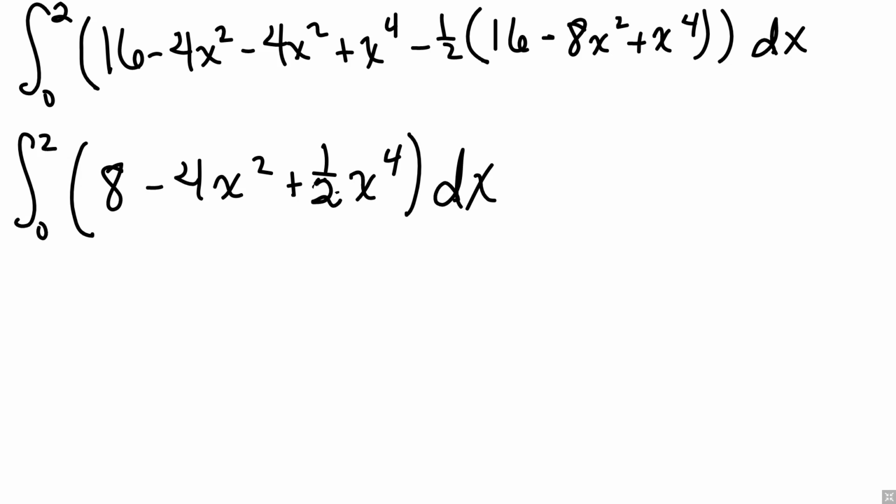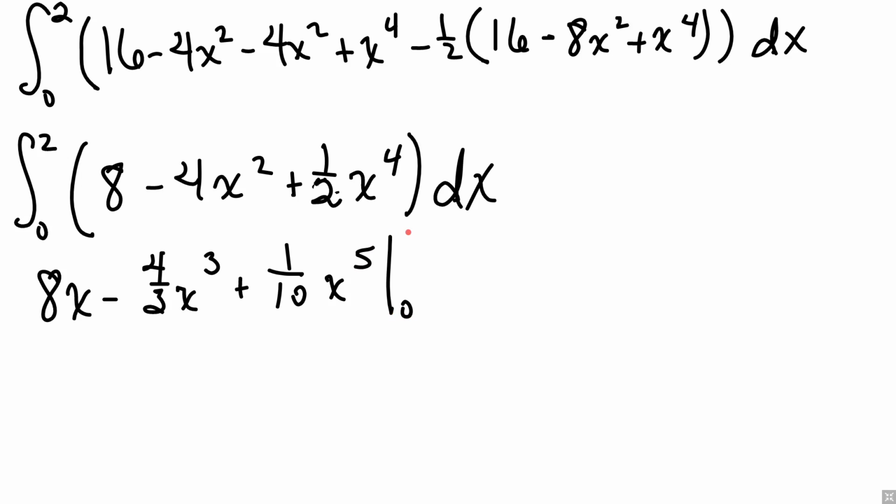Okay, so let's integrate. We're going to end up with 8x minus 4/3 x cubed plus 1/10 x to the fifth, evaluated from 0 to 2. Again, the nice thing is that at 0, if I plug that in, I'm going to get 0, so we can ignore the lower limit.